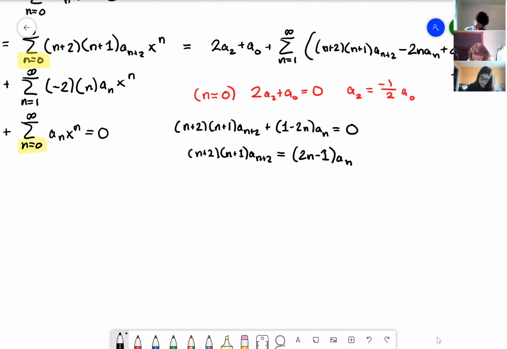And then divide this over to the other side. I'll get a_{n+2} equals (2n minus 1) divided by (n plus 2)(n plus 1) times a_n. And then I do a final rewriting step to get a_n in terms of the previous ones.